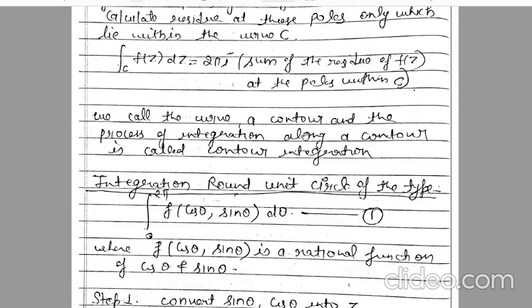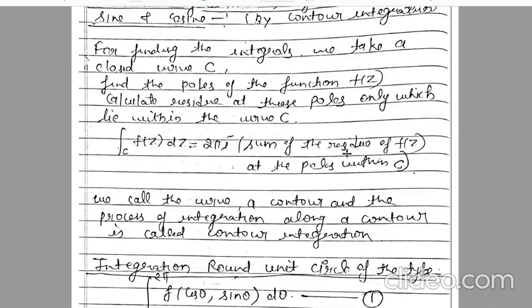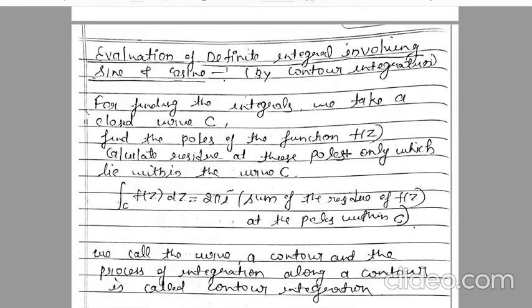Now we call the curve a contour, and the process of integration along a contour is called contour integration. So this is the process of evaluating a definite integral. There are two types of integral: definite integral and indefinite integral. Definite integral means limits are given and we will get a definite value, right? Indefinite means limits are not given. That means the answer will be incomplete, right?